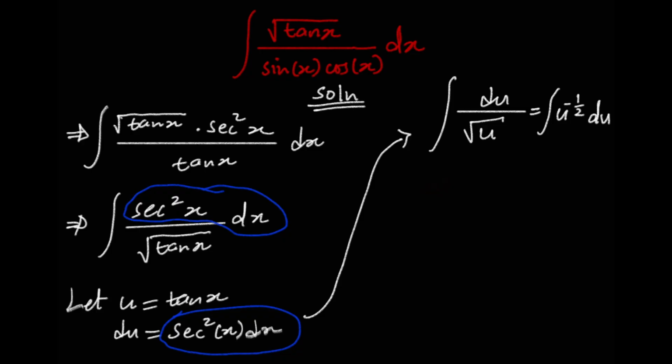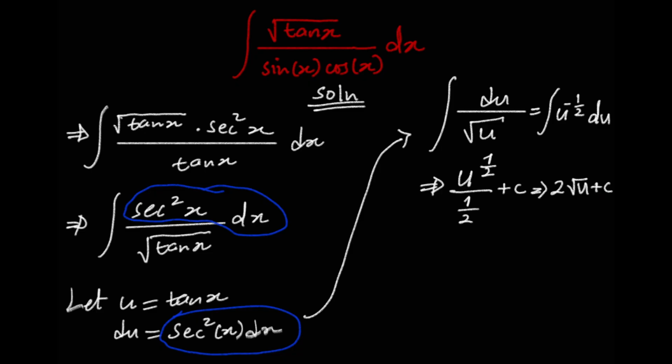Well, as calculus students, the antiderivative of this is just what? We have u. Negative half plus 1 gives us how much? Negative half plus 1 is just positive half. Then we divide this by half, plus the constant c. And this can be written in the form of 2 times the square root of u, that is u raised to the power of half, plus c.